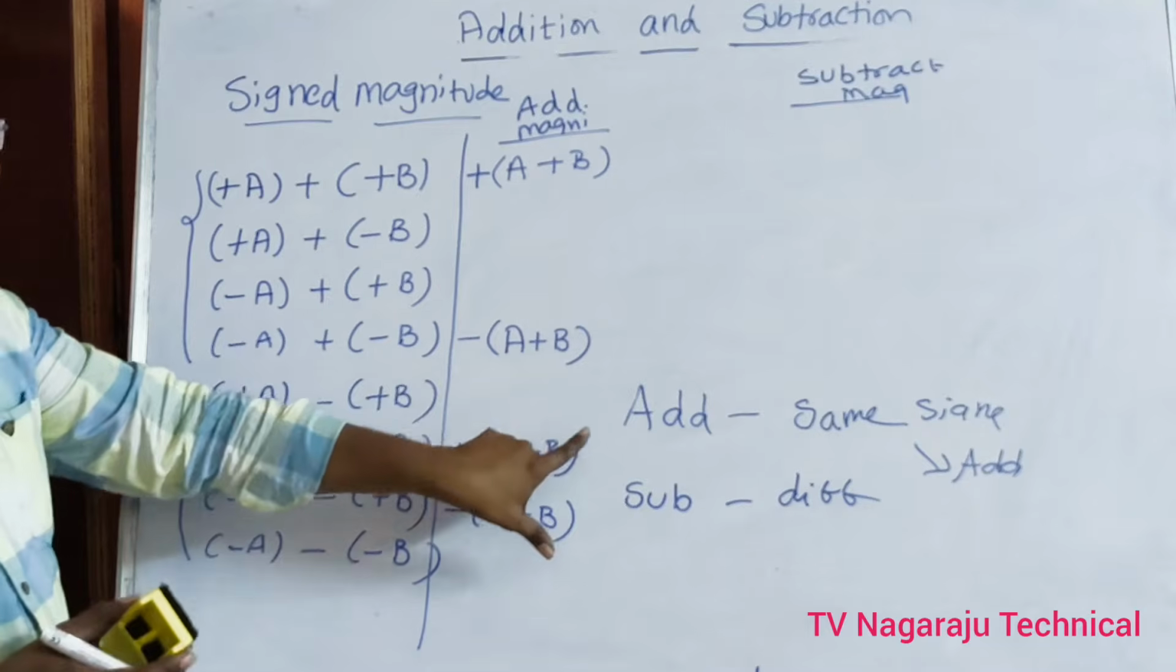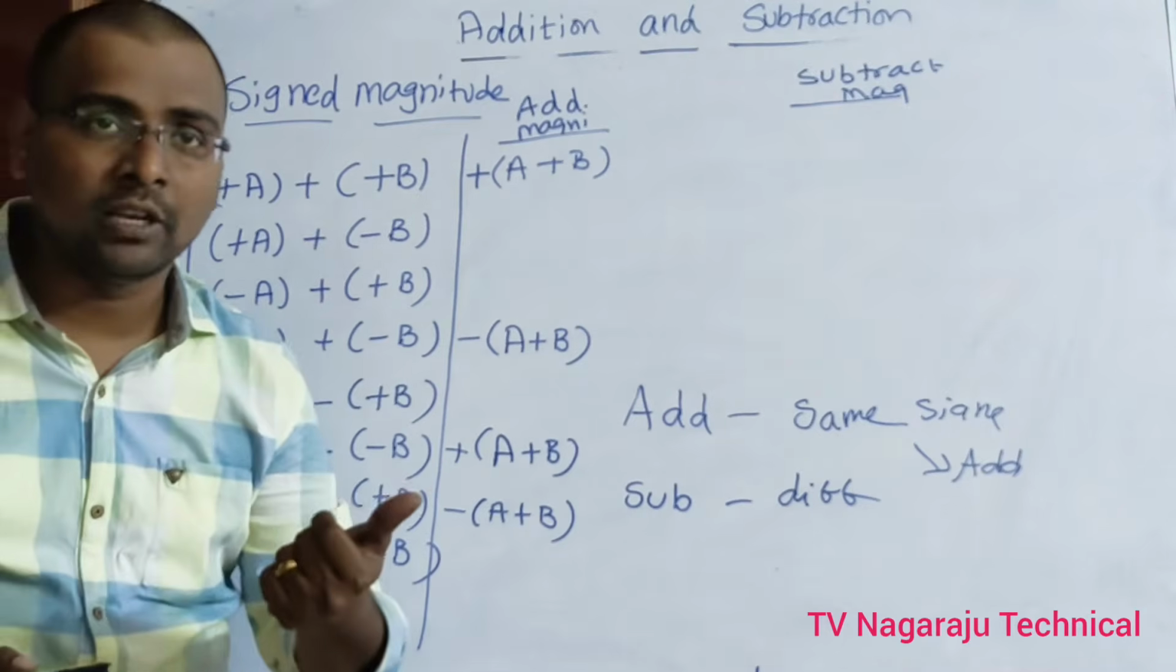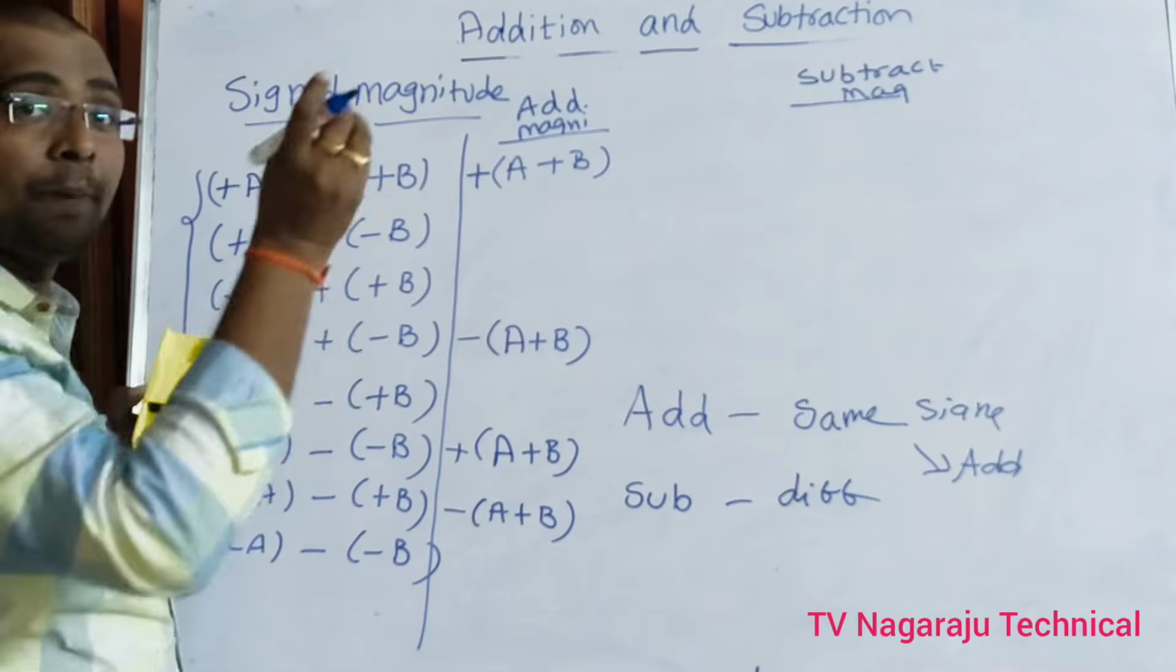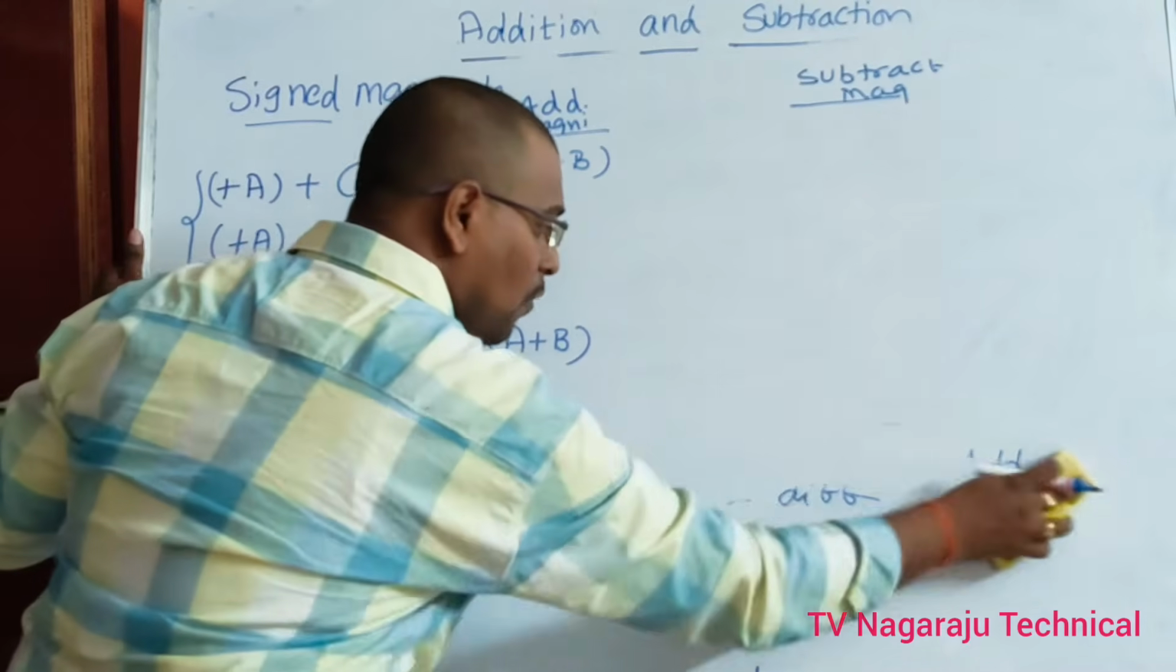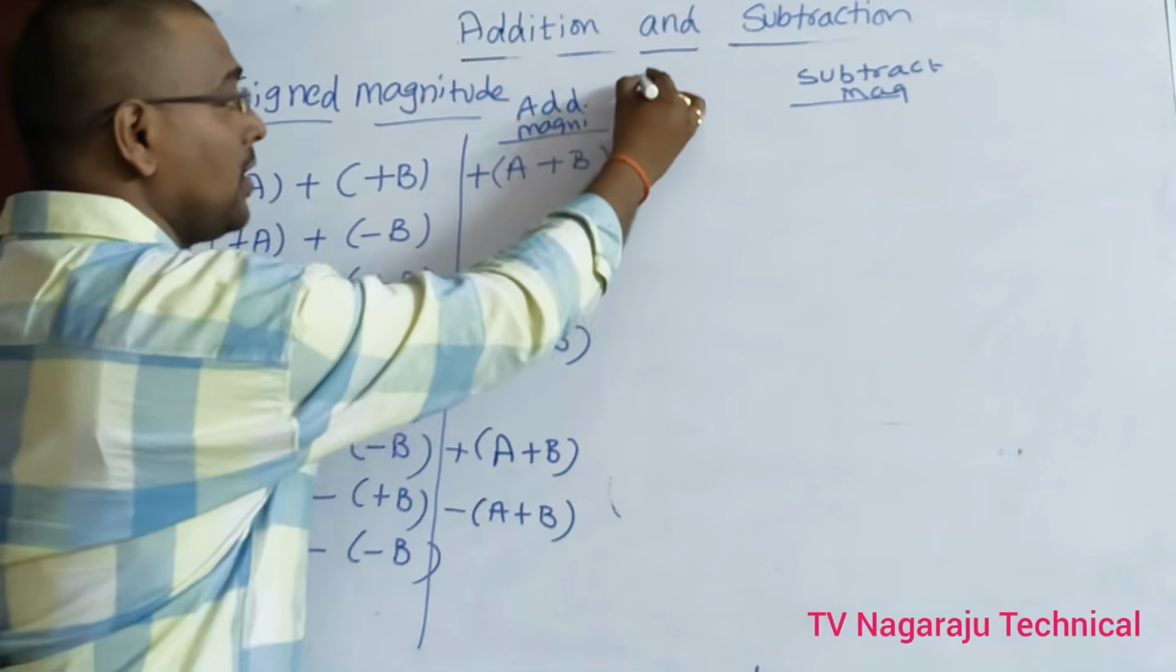So these are the cases where we are adding the magnitude. Now we have another case, subtraction, exactly reverse to this one. So in what cases are we subtracting the magnitude?